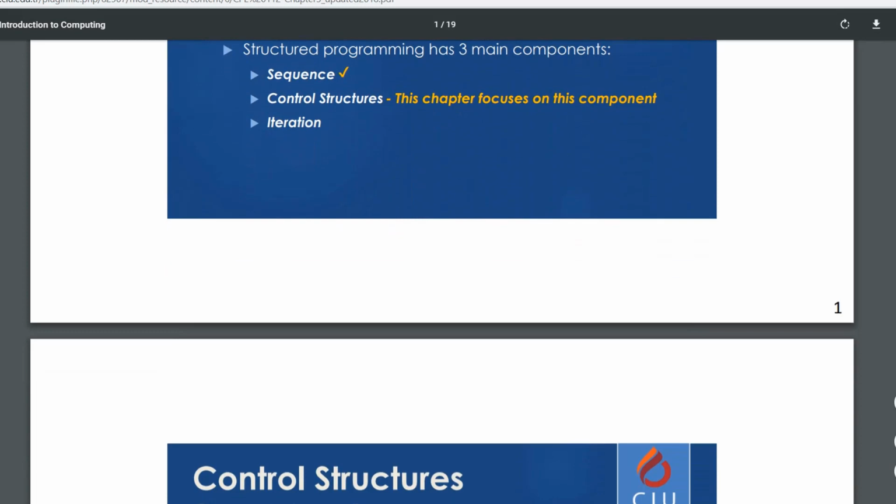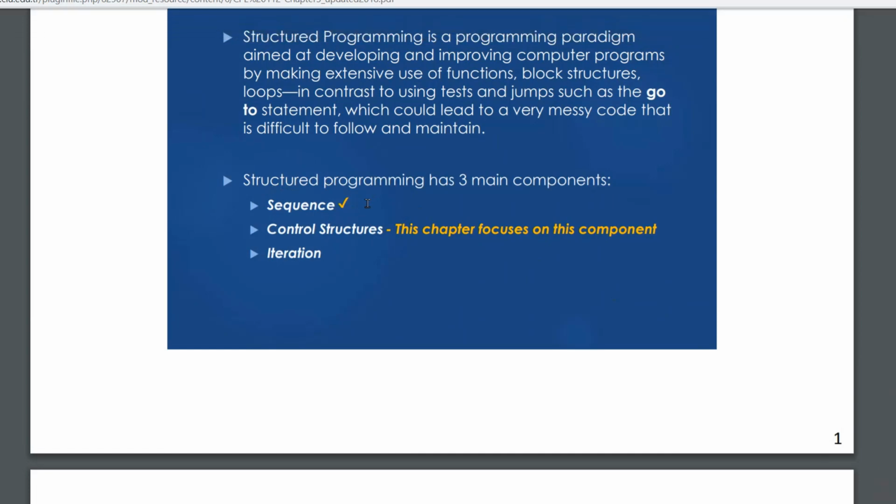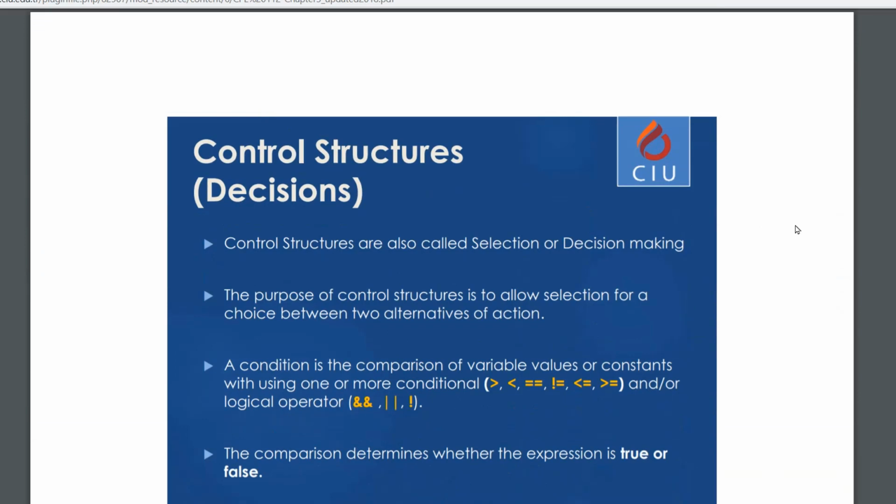But just to touch on the subject, so far we have covered sequences, which is the program flow where the program works from top to bottom. The next thing we're going to cover is the control structures, and that's what we'll focus on. Decisions are control structures, also called selection and decision making. The purpose is to offer a selection of choices. Usually two alternative outcomes come through this: either it becomes true or false.